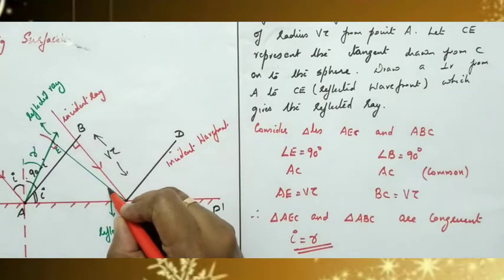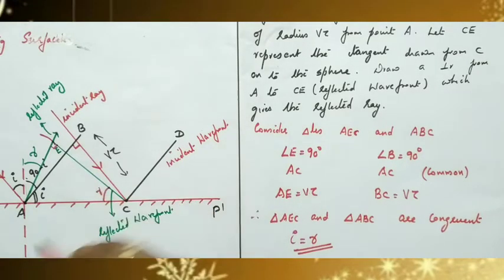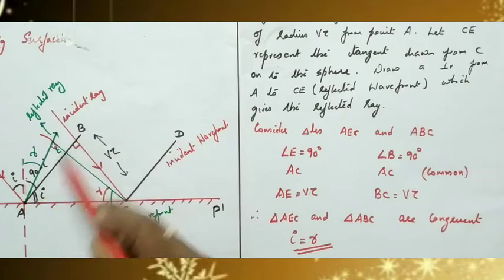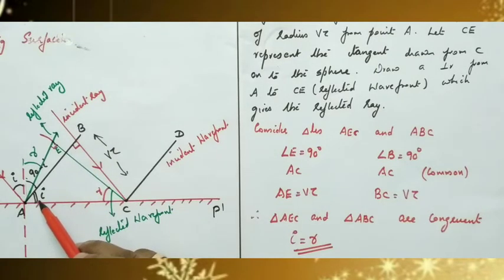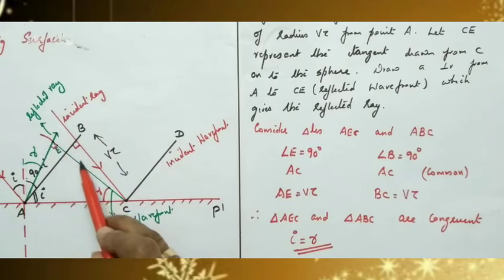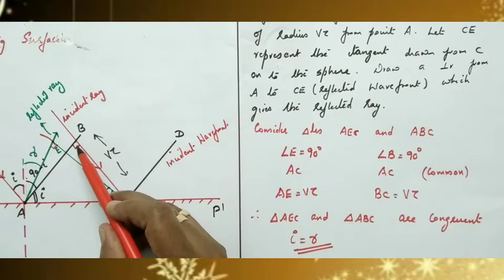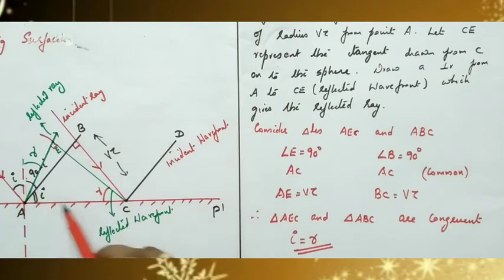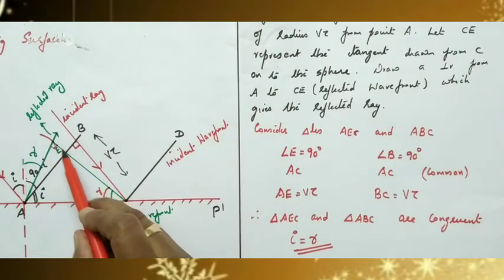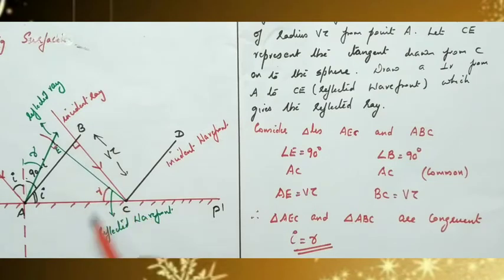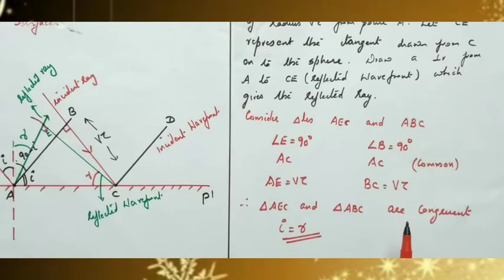This is angle r, because the angle between the incident wavefront and the surface is the angle of incidence i. Similarly, the angle between the reflected wavefront and the surface is the angle of reflection r. So i and r are equal. Hence we could prove, Huygens principle could prove which one? The laws of reflection. Thus, Huygens principle could satisfactorily explain the laws of reflection.